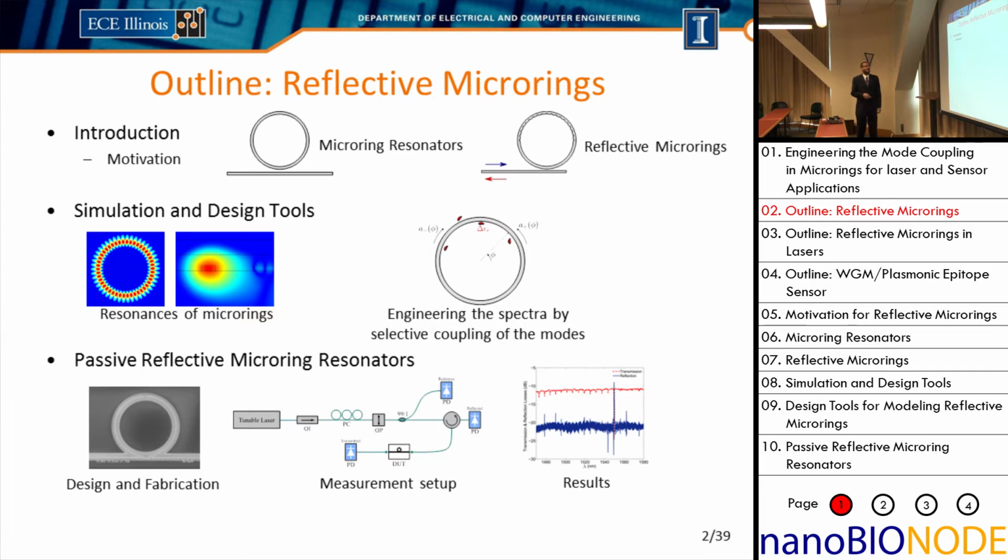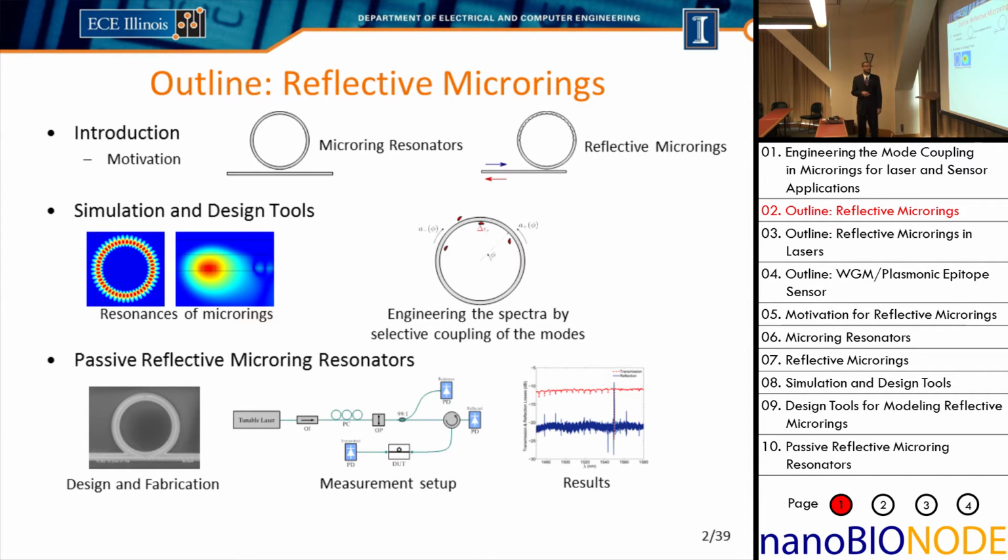So brief outline, I'm going to talk about some motivation. There's the traditional microring resonator that many of you are familiar with. Basically, light couples in from a waveguide into a microring resonator, and based on constructive interference, the field intensity builds up inside the ring. So our group started looking at reflective microring resonators, where we put a grating inside the ring so that we can generate a reflection spectrum.